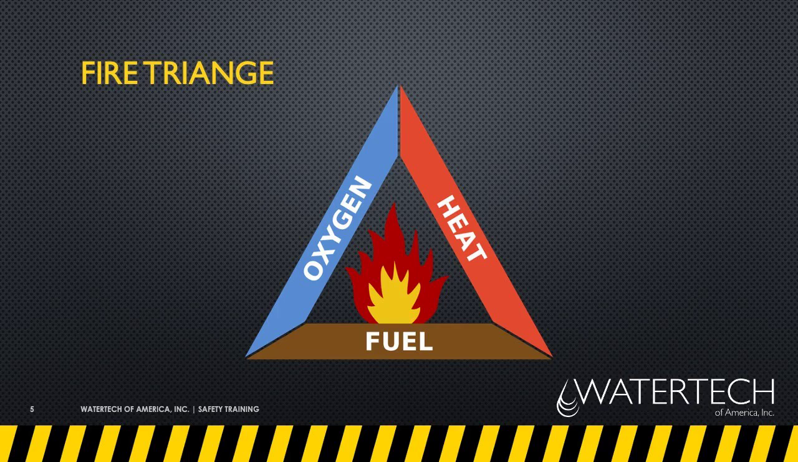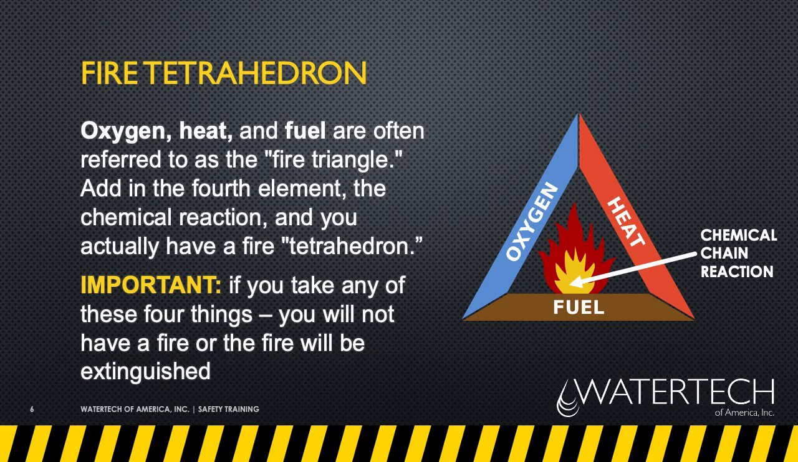Three things are necessary for a fire to occur. We need a source of ignition, oxygen, and fuel. Oxygen, heat, and fuel are frequently referred to as the fire triangle. Add in the 4th element, the chemical reaction, and you have a fire tetrahedron. The important thing to remember is that if you take away any of these 4 things, the fire will be extinguished.